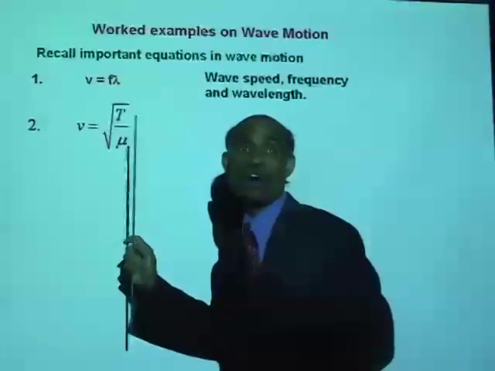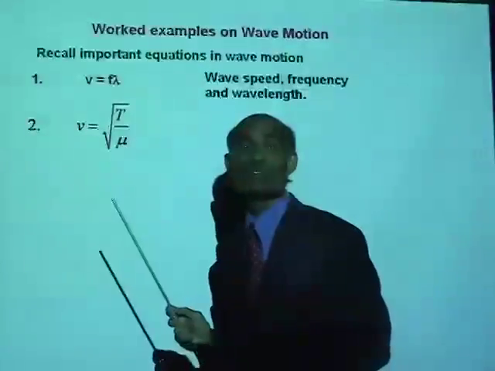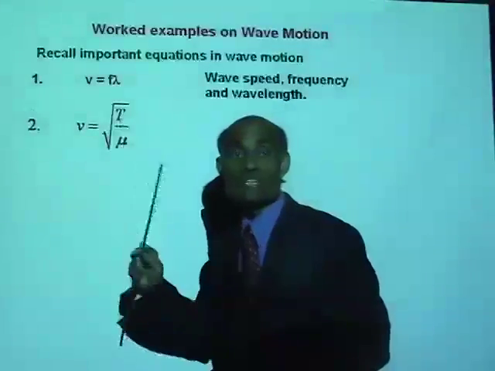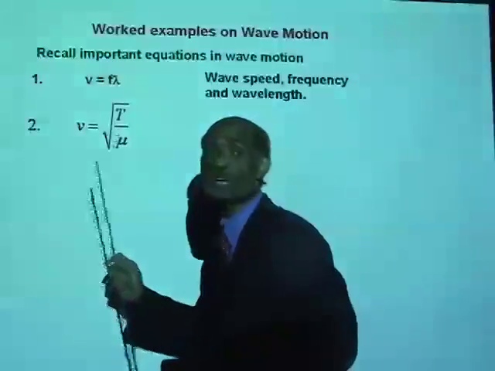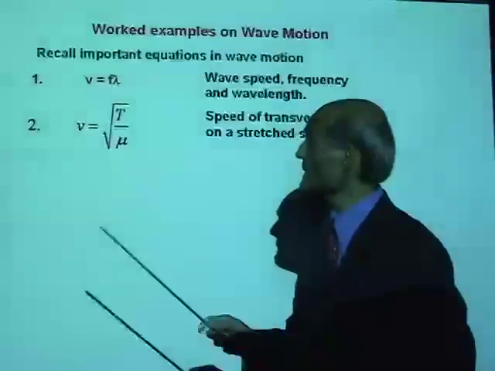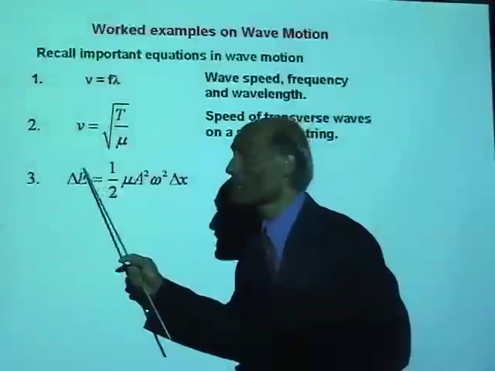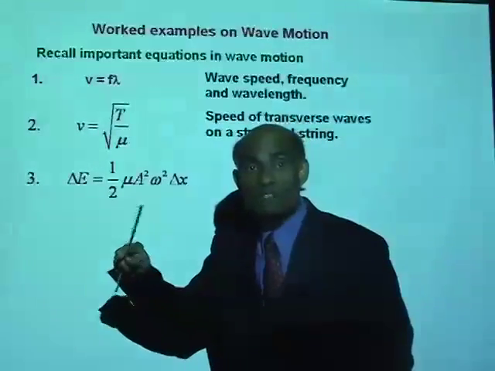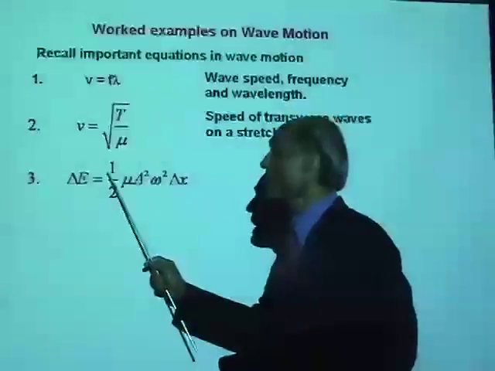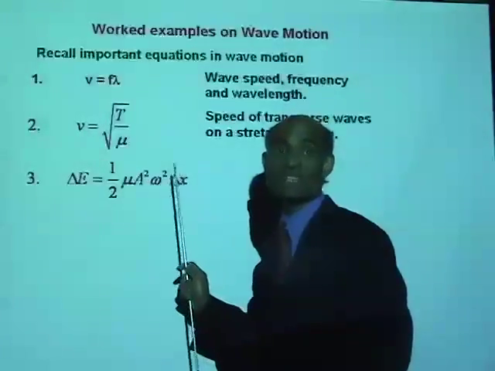The speed of transverse waves on a stretched string, v equal to square root of T over mu. T is the tension on the string, mu is the mass per unit length. Alright? The third formula we developed was for the energy. The energy transmitted along a string of length delta x is 1/2 mu a squared omega squared delta x.